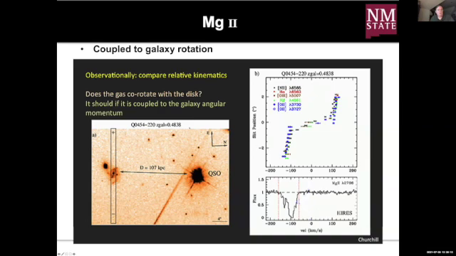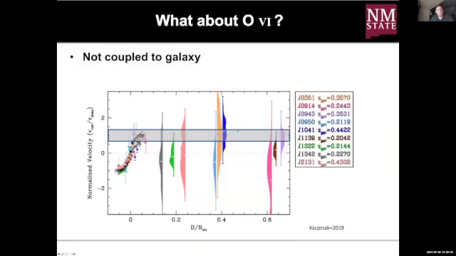So we say that, and there was a study of 50-some-odd galaxies that showed this to be the case. What about oxygen 6? This is a more energetic ion, and it's not coupled. You can see the rotation curves of several galaxies overlaid together, normalized.